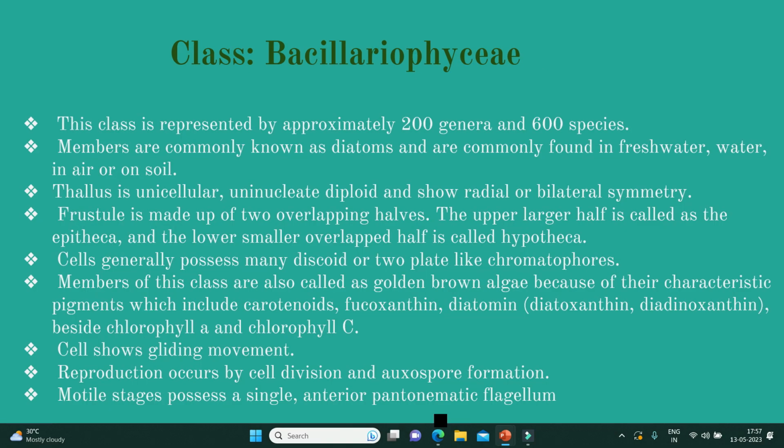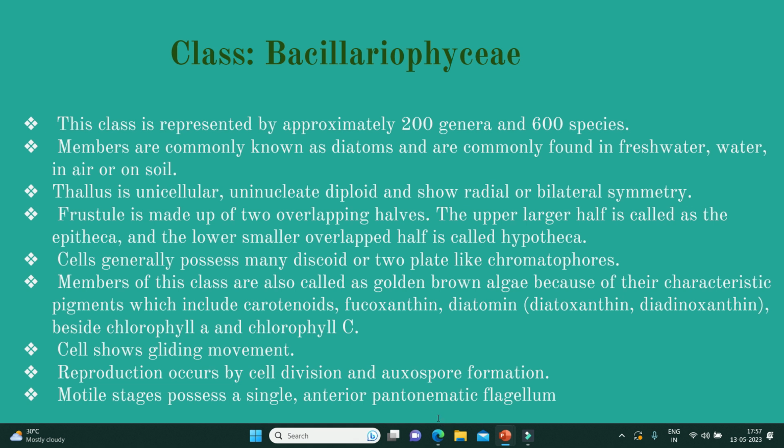Next, let us see some important things in the Bacillariophyceae. This class is represented by approximately 200 genera and 600 species. Members are commonly known as the diatoms and are commonly found in freshwater, marine water, air, and also in the soil. Thallus is unicellular, uninucleated, diploid, and shows a radial or bilateral symmetry.